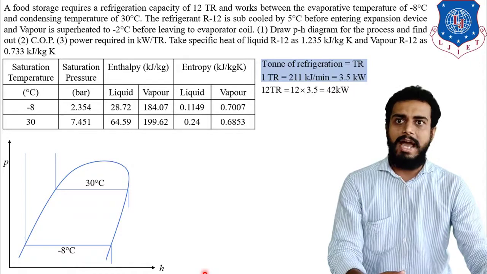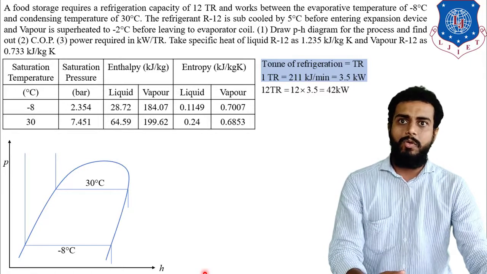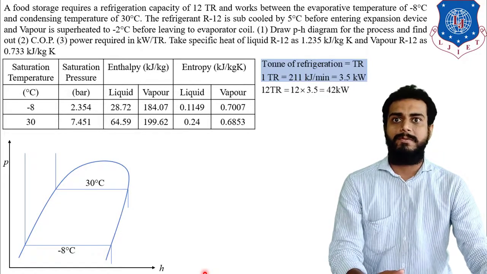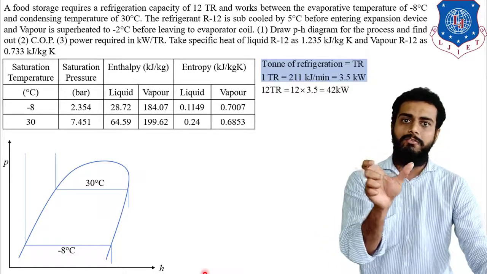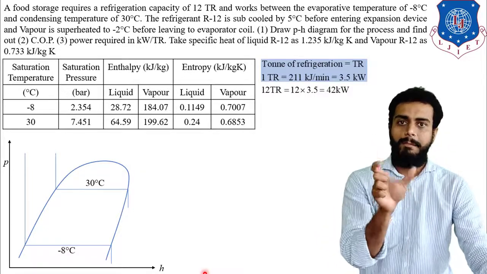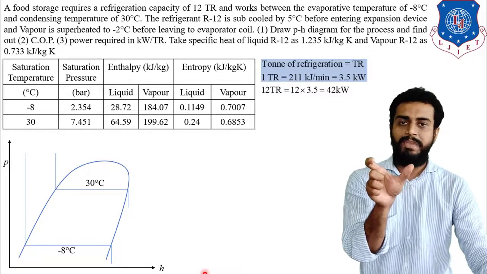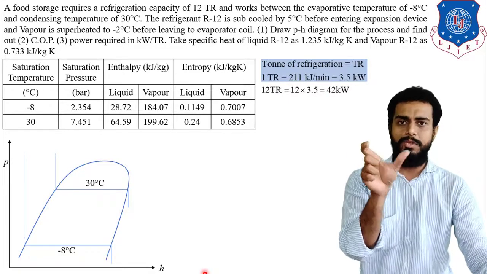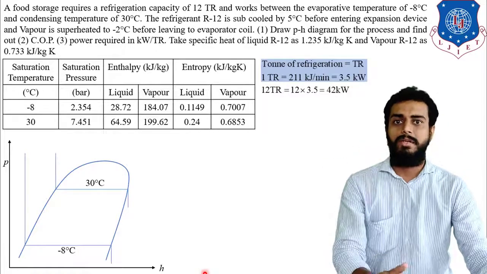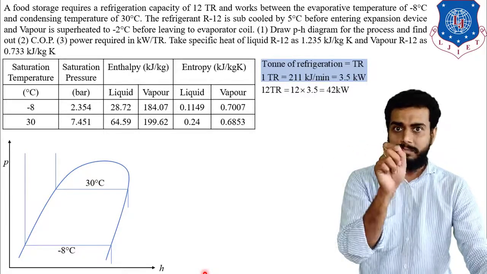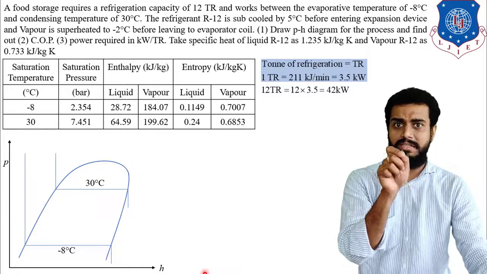And the refrigerant R12 is subcooled by 5 degrees Celsius. I have already told you the meaning of subcooling. First understand the word subcooling. The meaning of subcooling is very simple. At a given pressure, you decrease the temperature below the saturation temperature. That will be known as subcooling. Subcooling by 5 degrees Celsius is written.